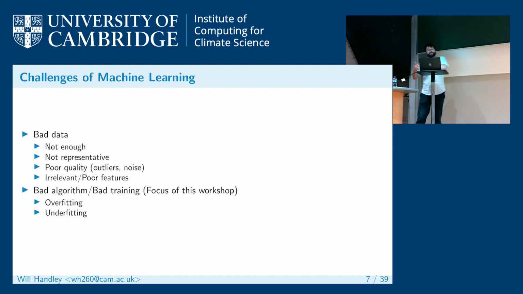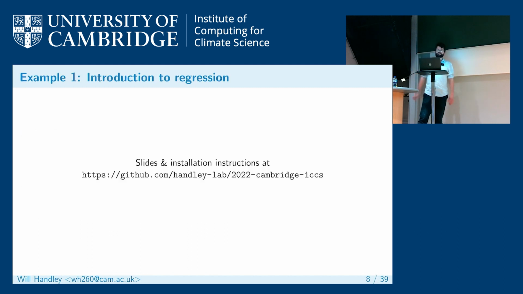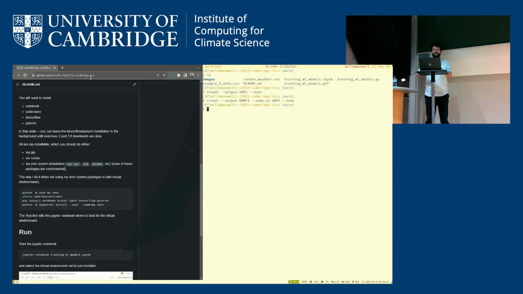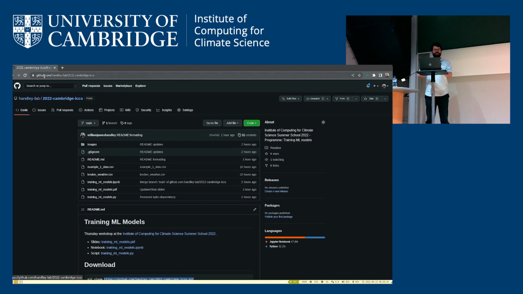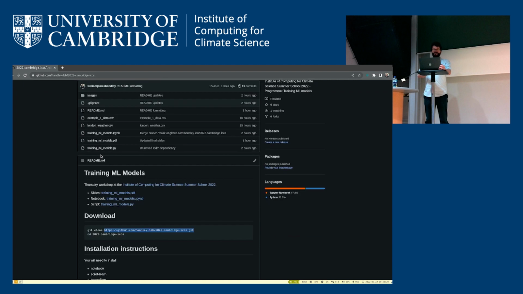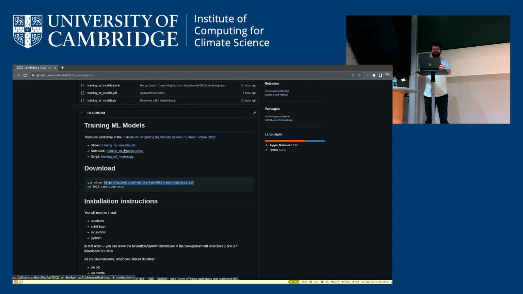Okay, so now I'm going to play the most dangerous game of trying to do this alongside with you. So if we go to this website here, that should give you most of the things that you need. It's github.com, Handley-lab 2020 Cambridge ICCS. The link is on the summer school resources page as well. You can download the slides if you want to peek ahead. You can also download the notebook or the script that I use to generate the notebook.